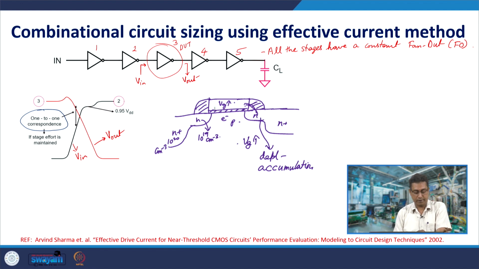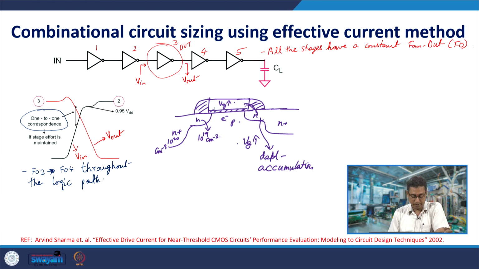What is the reason for this? We have a constant fan out. Suppose the fan out is increased from FO1 to FO3 to FO4, or suppose the fan out is increased from 3 to 4. What would we observe? Now, fan out is increased throughout the logic path, that is the inverter chain, for all the stages. What would it result in?